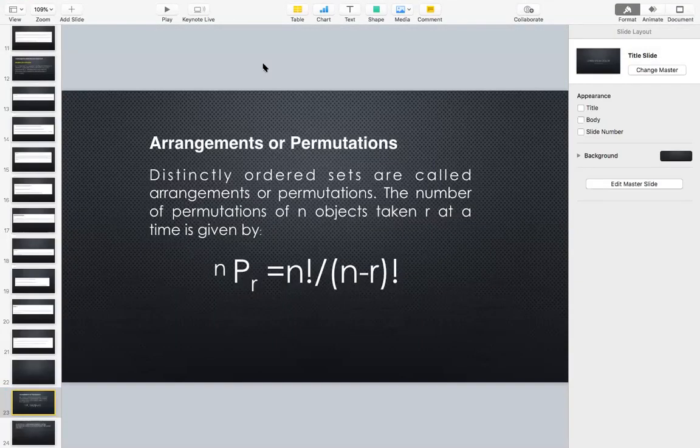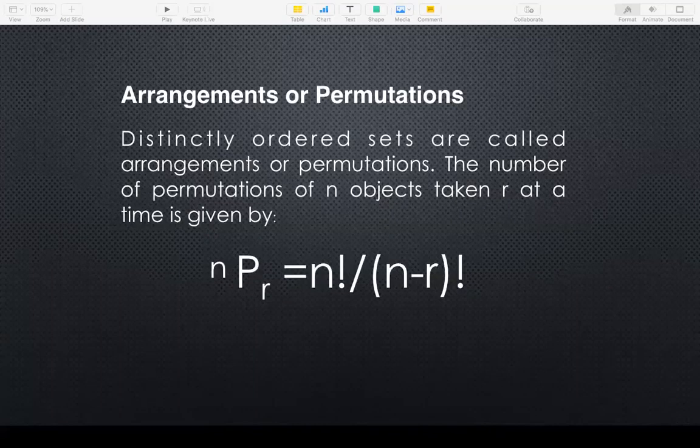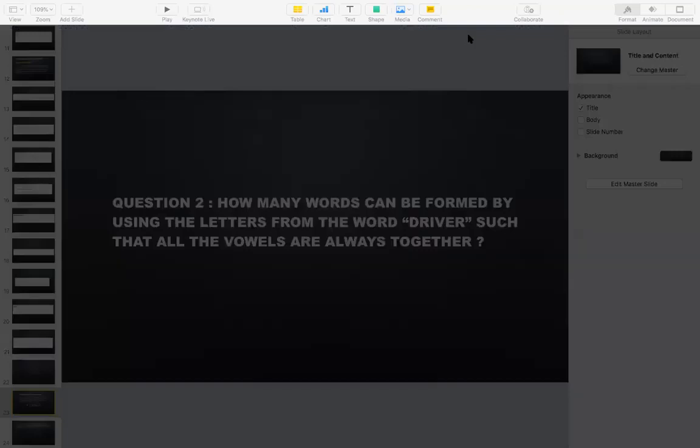Chandan, it will be 5C3 into 3 factorial if you're going to use combinations and arrangement. Okay, so the word Delhi has 5 different letters. Therefore, the required number of words is 5P3, which is 5 factorial by (5 minus 3) factorial. So the answer will come out to be 60. Okay. Similarly, there's another question for you.